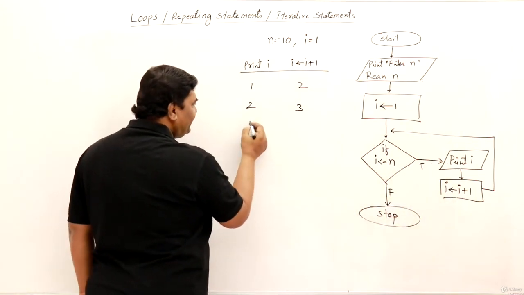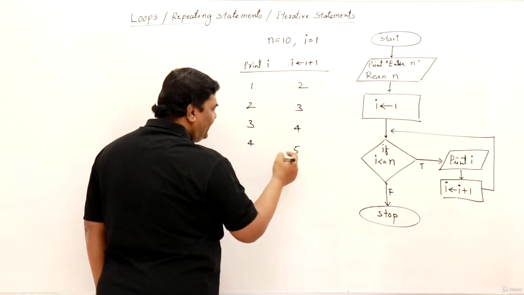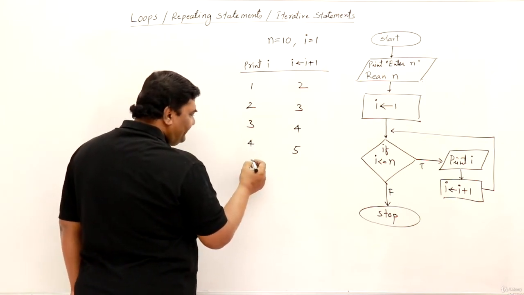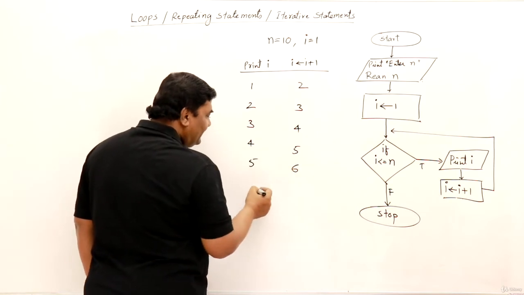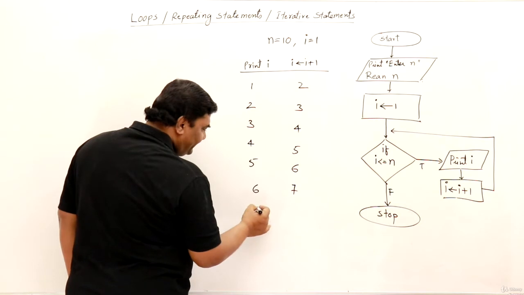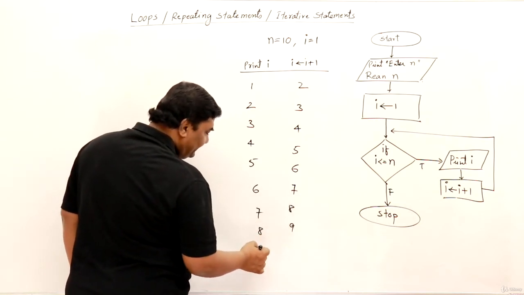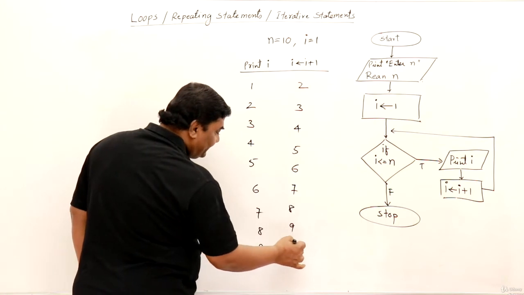So now I will be repeating it. 3, and then it will become 4. Then 4, then it will become 5. 5 is less than 10, so print 5, then make it 6. Then 6 is less than or equal to 10, so print 6 and make it 7. 7, then 8. Then increment to 9, then print 9, increment to 10.